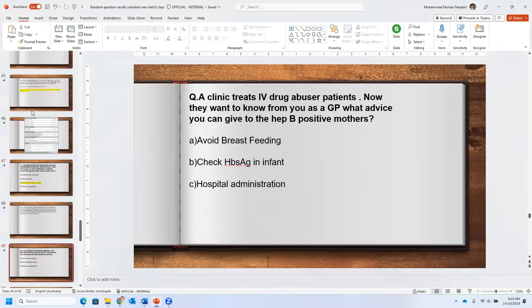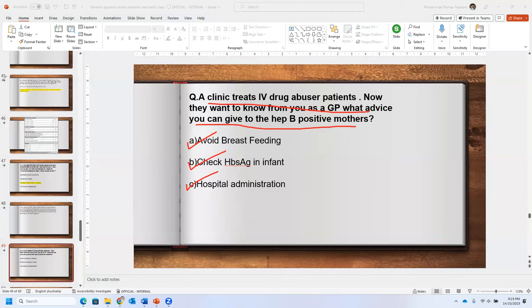All right, next question. Our clinic treats IV drug abuser patients. Now they want to know from you as GP what advice you can give to hepatitis B positive mothers. Avoid breastfeeding. Check hepatitis B surface antigen in the infant, or hepatitis B immunoglobulin administration to all the patients.